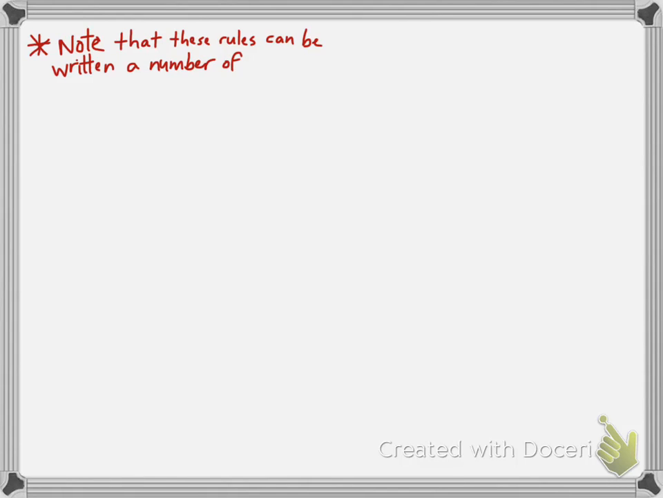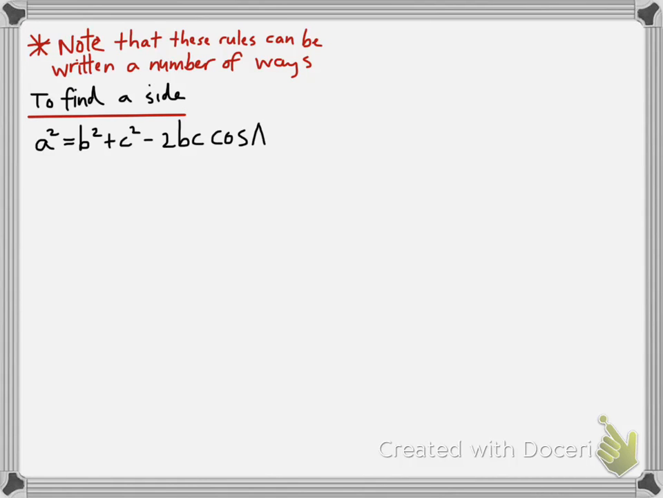Okay, note that these rules can be written in a number of ways. It really depends on what we use as the labels for our triangle. If we use A, B and C, that's fine. But depending on where we put A, B and C in our triangle, we can rewrite the rules in a number of ways. It's really just the same rule.